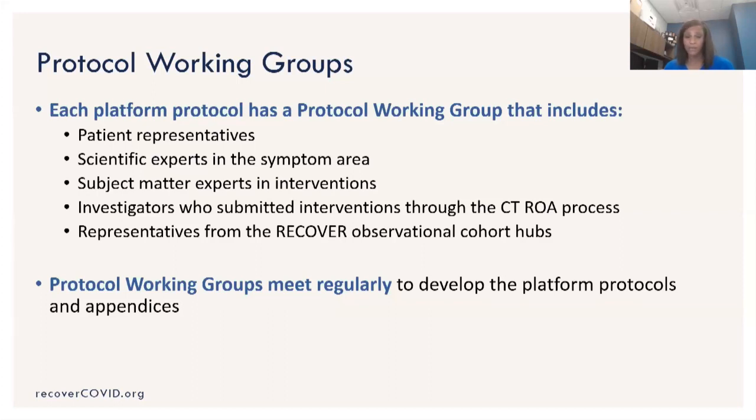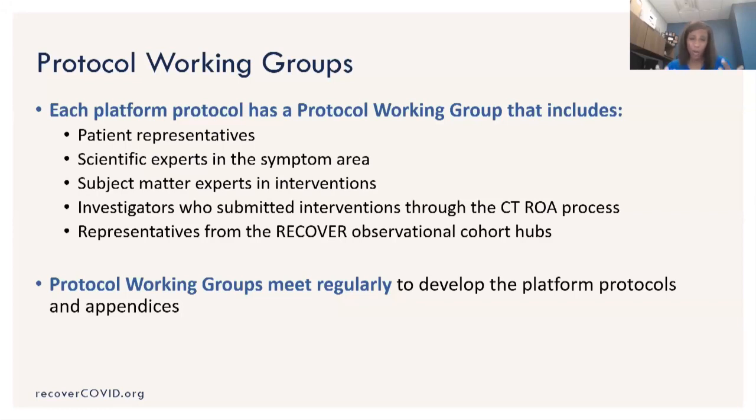The protocol working groups have met regularly to develop the platform protocols and the appendices, which are each of the arms that we're thinking about, but also really thinking about how we're going to do that. So if we're thinking about, for example, having two drugs, how do we make sure that we're screening people appropriately so they can go right down the right pathway? Are there other conditions that need to be screened for? For example, if people have issues with sleep, are we making sure that their issue with sleep isn't secondary to something like obstructive sleep apnea? So people are thinking very carefully about the details.